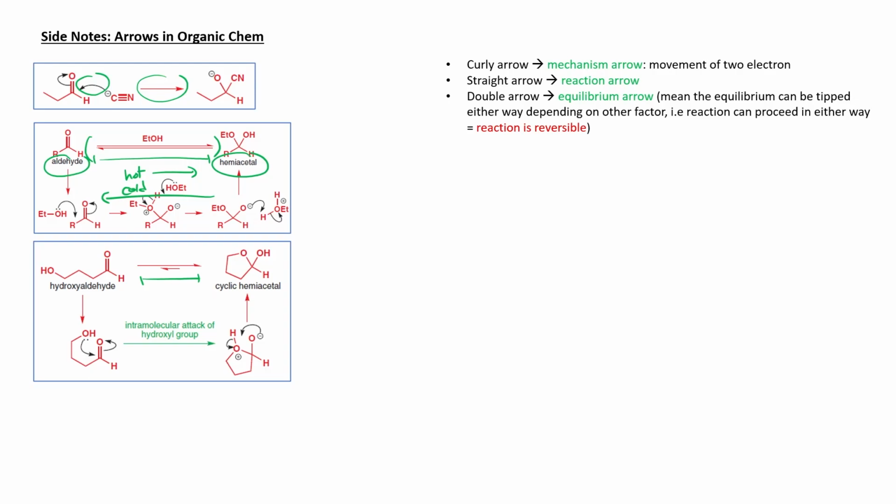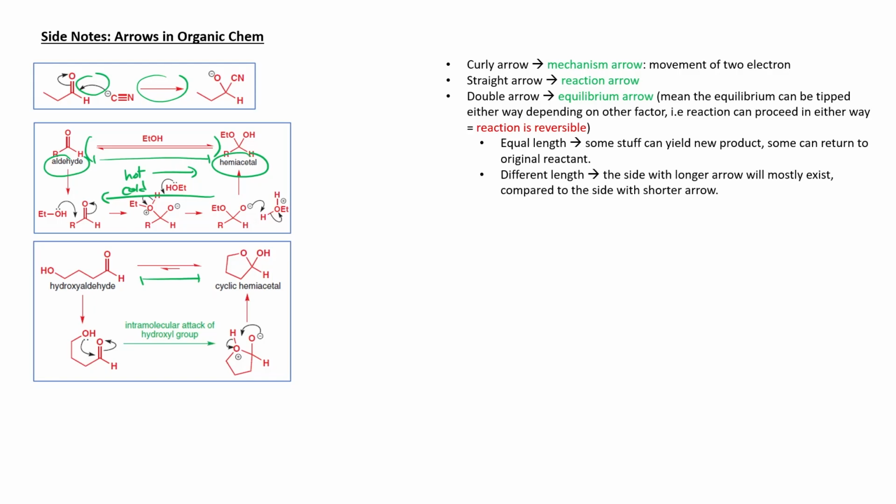Okay, the equal length double arrow means the same starting material can yield a new product and can return to the original reactant easily, by tipping the equilibrium.